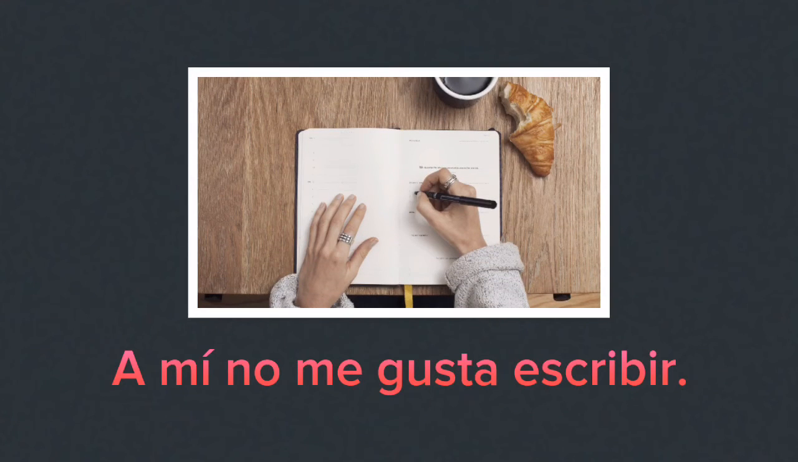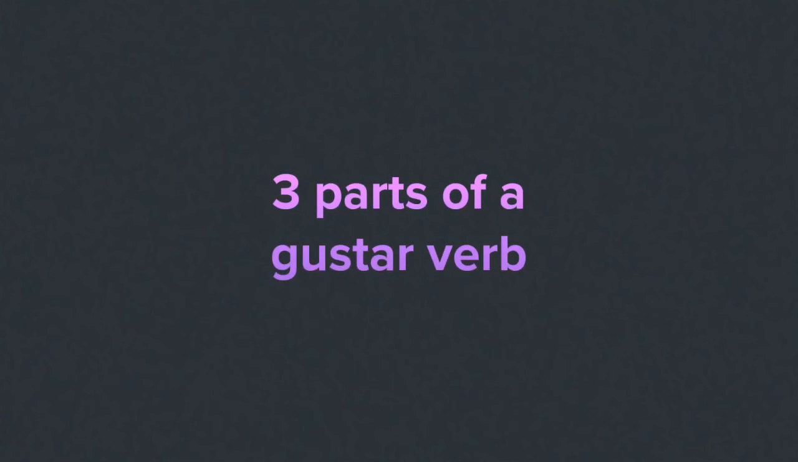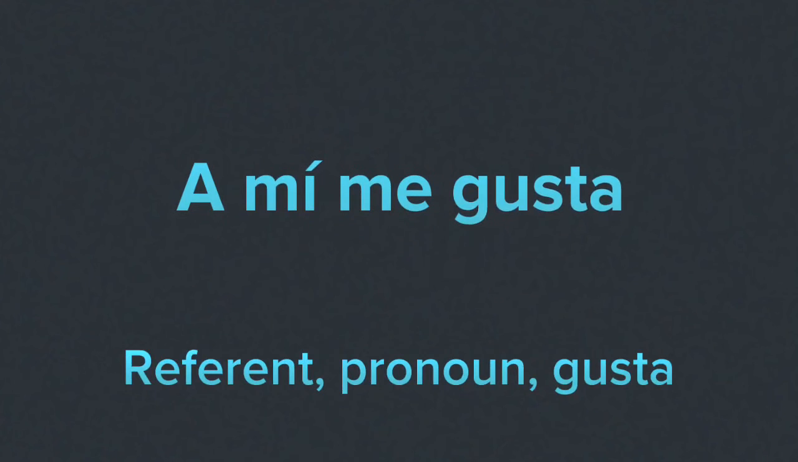If we wanted to negate something and say that we don't like it, we put the no in front of the pronoun. A mí no me gusta. For example, a mí no me gusta escribir. So, let's review. There are three parts of a gustar verb. Two of them are necessary, the pronoun and gusta, but the referent is optional, so together we get something like a mí me gusta, a ti te gusta, a él o a ella le gusta.